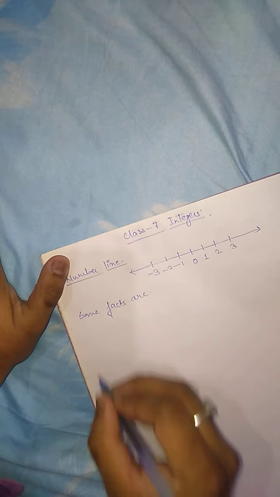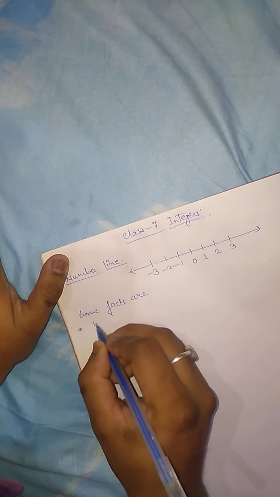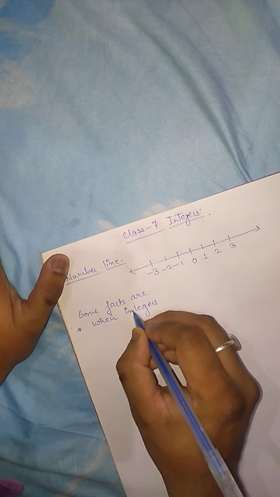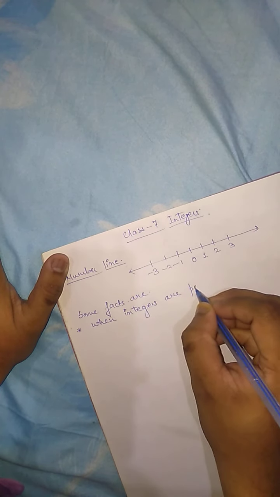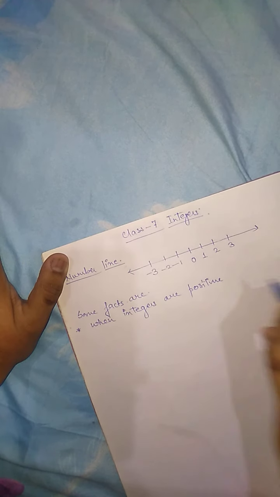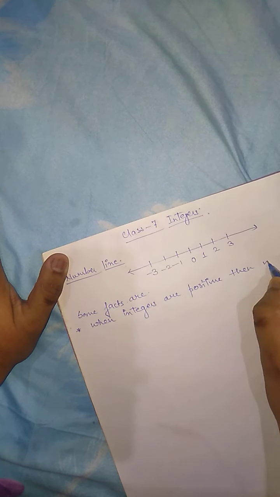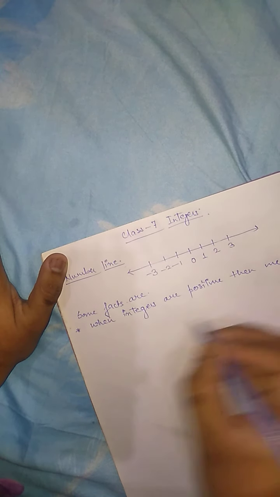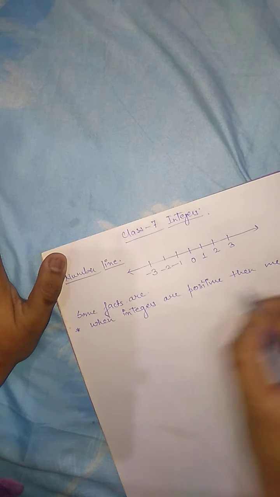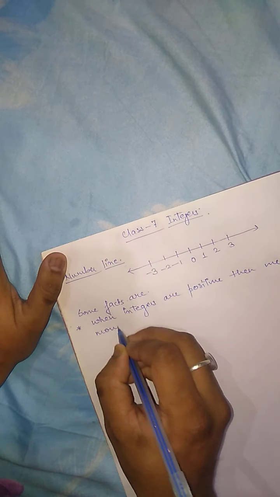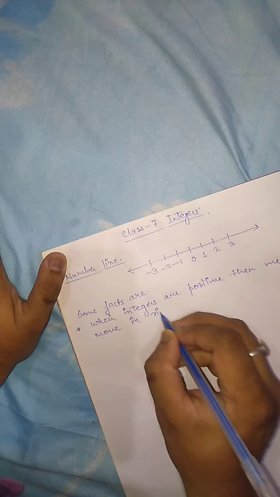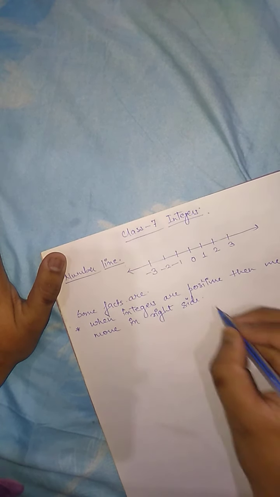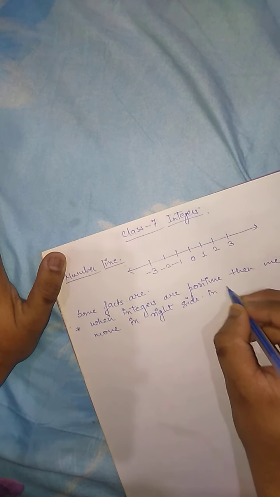Some facts are: when the integers are positive, then we move to the right side. Then we move to the right side in the number line.